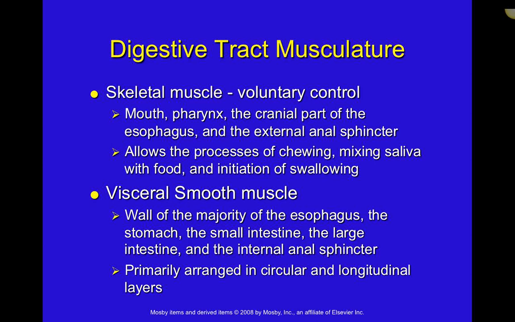So this slide just talks about the combination of skeletal muscle and visceral smooth muscle. It's a good idea to know where skeletal muscle would be found in the gastrointestinal tract and where visceral smooth muscle would be found.